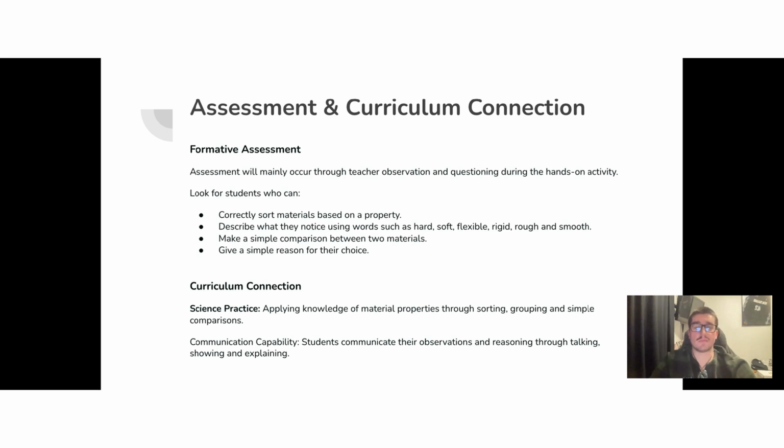I would look for whether students can correctly describe a property, sort materials according to that property, or make a simple comparison and give a reason for the decision. A simple final assessment could involve giving a student 2 materials and asking what is the same or different about these. The student could answer verbally, point, demonstrate, or physically sort the materials, as long as I understand what they understand.